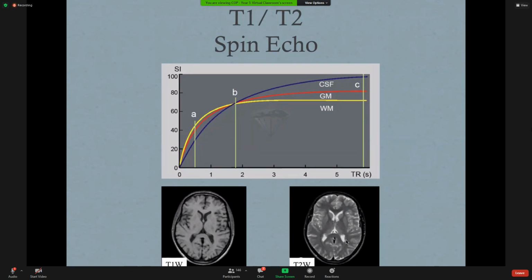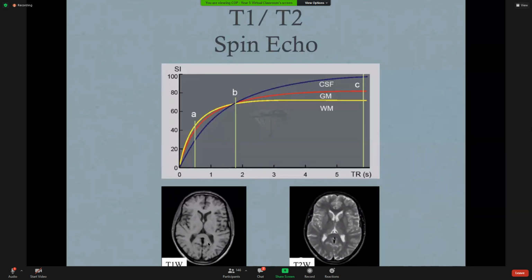Now, in this T2 weighted image, you can see that the lateral ventricles, which contain CSF, and so do the spaces around the brain surface, are actually very bright. So this is CSF, a high signal on a T2 weighted sequence.